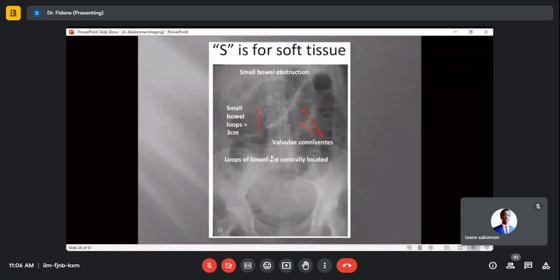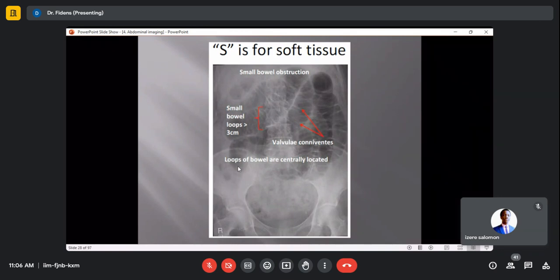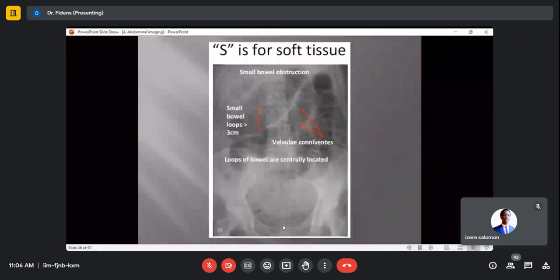Even if you don't see the haustrations, because the large bowel is, these are dilated small bowel. With valvulae conniventes, the large bowel is part of it here, the cecum, the ascending colon may be here. The transverse is covered by the dilated small bowel. The descending you can't see. This is part of the rectum. This is a pathological X-ray, that's what you can see. Okay. Any question here?